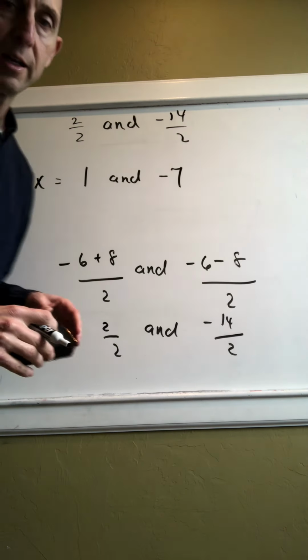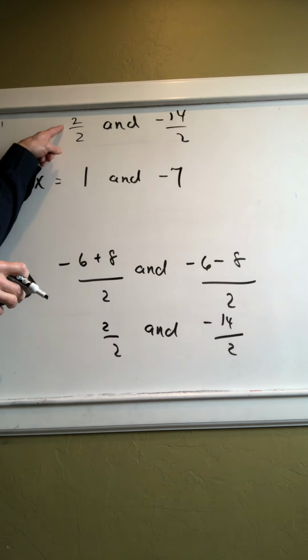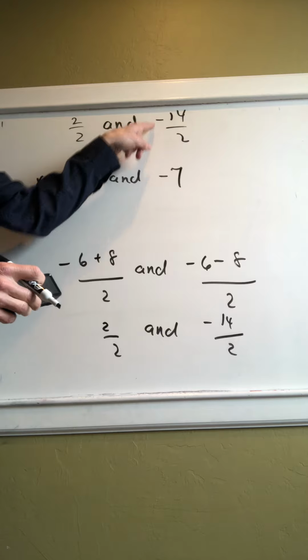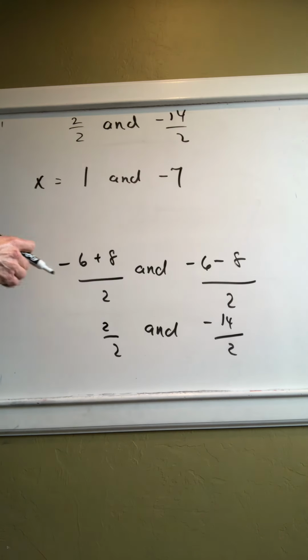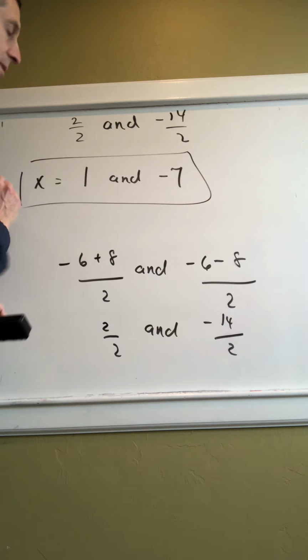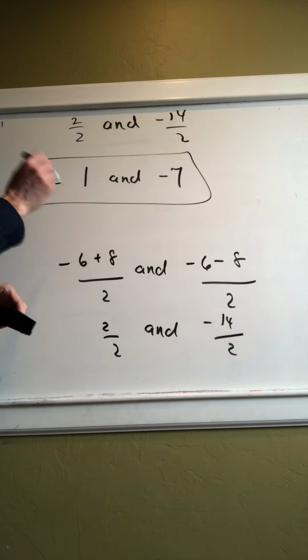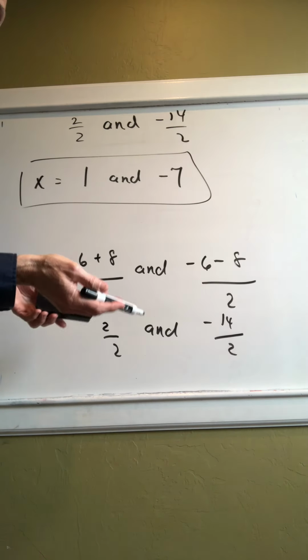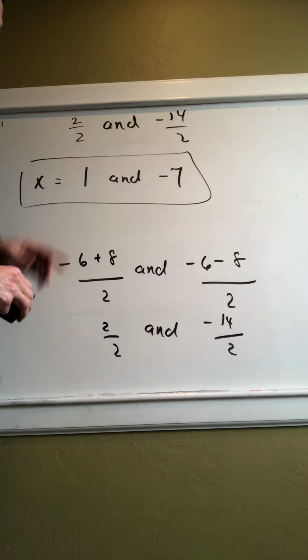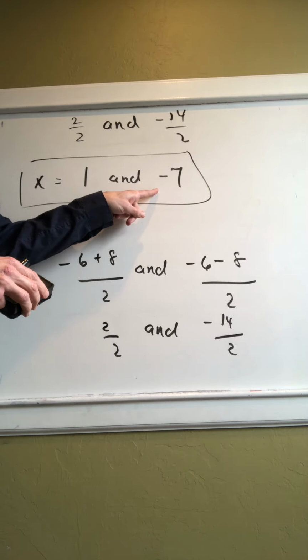So you get your two answers for this. You've got 2 divided by 2 is 1, -14 divided by 2 is -7. So this is what you're looking for as your final answer. So when you're doing quadratic formula, you get your two answers, x equals 1 and x equals -7.